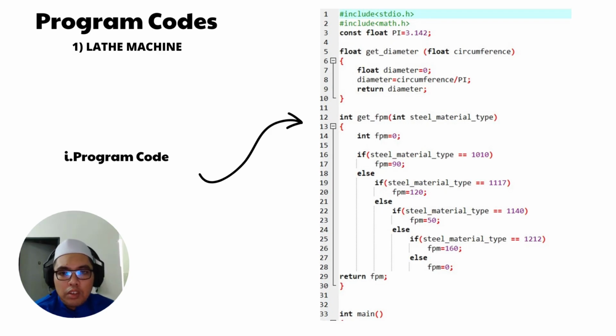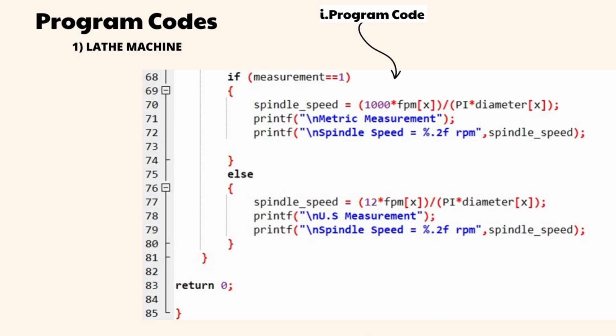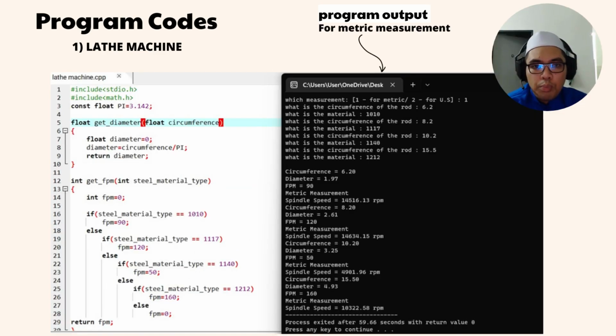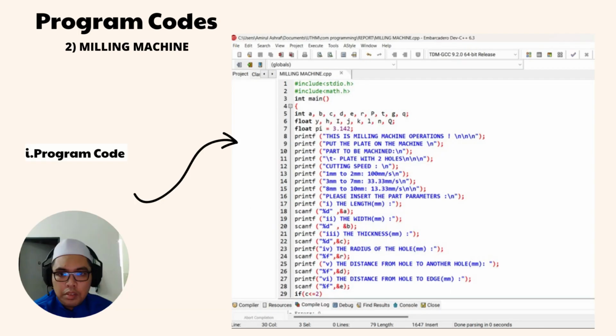This is our code for the lathe machine. As you know, there are many languages for coding, but we are using the C language for our coding. This is our output for metric measurement for the lathe machine, and this is the program output for US measurement for the lathe machine. This is our program code for the milling machine.